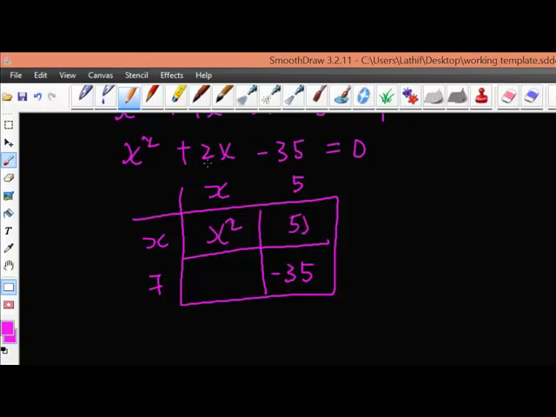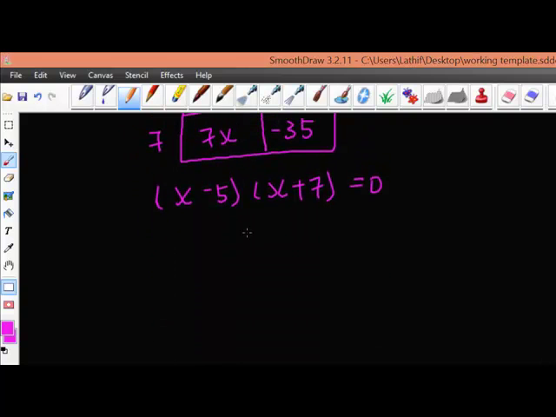This will be 5x in this box, 7x over here. In order for us to get 2x, we need to have 7x minus 5x. And therefore, over here, we have to put a minus 5. Okay. After factorizing, we'll get x minus 5, x plus 7 equals to 0.